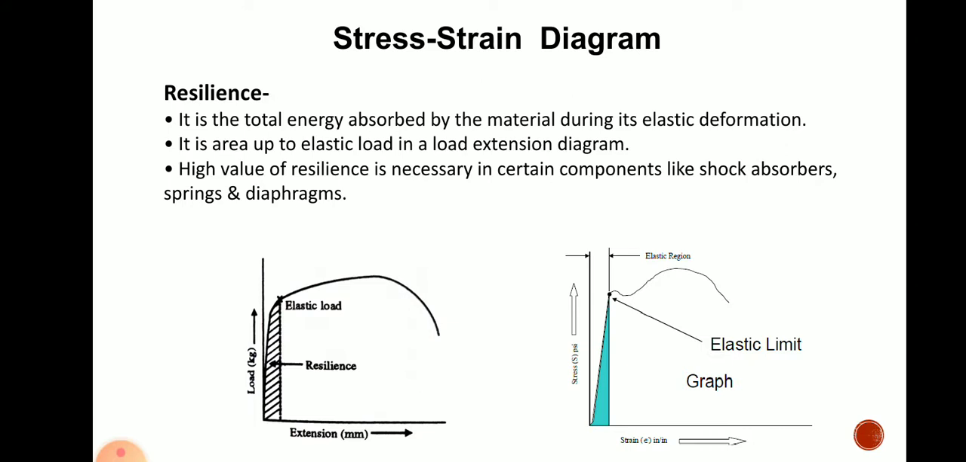So a high value of resilience is necessary in certain components like shock absorbers, springs, or diaphragms. In a shock absorber, you are suddenly applying a high amount of load, that means stress is applied in high amount, so after application of stress, that component should regain its original size and shape immediately. So that area must be larger in that case, so that it can regain its original shape, and the material can absorb that energy in larger amount. So this is resilience. That third thing we understood from point 1 to 2 of the stress strain diagram.